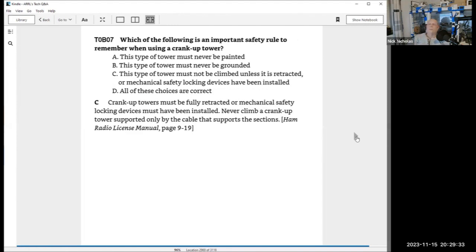Which of the following is an important safety rule to remember when using crank-up towers? The answer is never climb an extended crank-up tower. The tower has to be cranked all the way down, and a safety blocking mechanism, specially made for the individual type of tower, should be locked in place. Generally speaking, the whole purpose of a crank-up and crank-down tower is so you don't have to climb it. Don't do it. They're never safe to climb on your own.